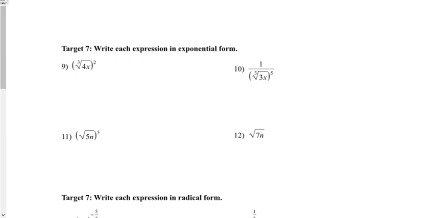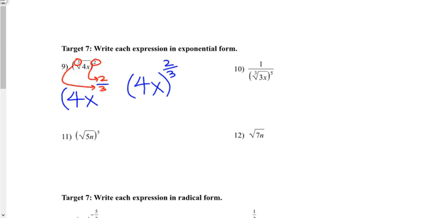We've been doing rational to radical and then radical back to rational. So starting with number 9, I always like to write my base first, and then I know it's going to be to the power of a fraction. My root is going to go on the bottom. My exponent goes on the top. So my final answer is (4x) to the power of 2 over 3.